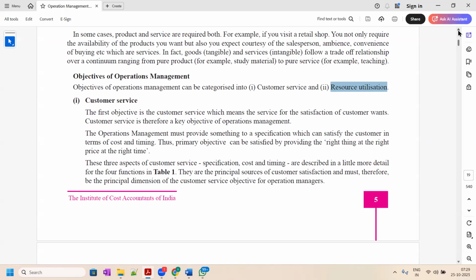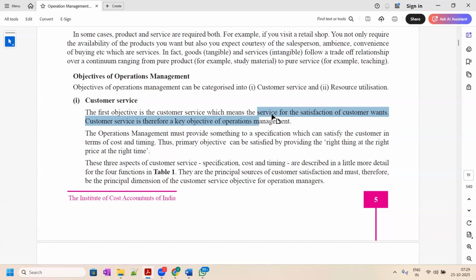When we talk about customer service, it means the services for the satisfaction of the customer. What the customer wants, the service the customer is expecting, the product I created. What I did in operation management is convert my raw material into finished goods. The output I have created, is that output really satisfying the customer's needs? This is the objective of operation management.